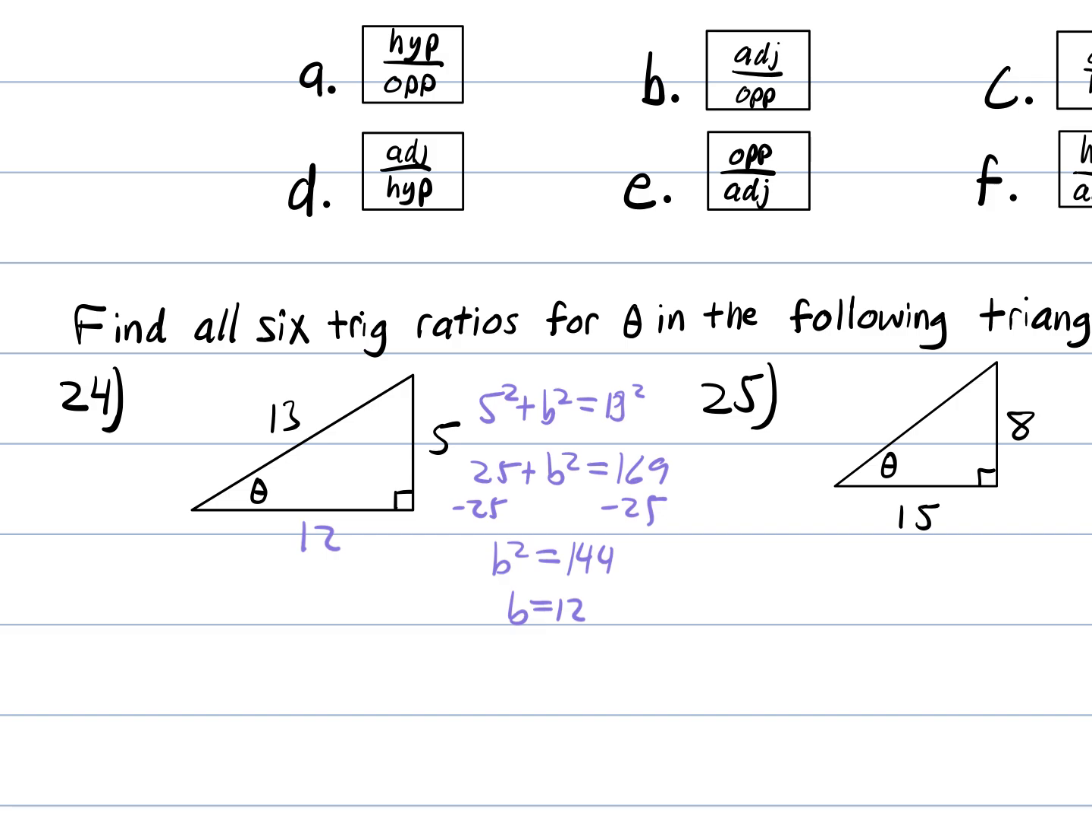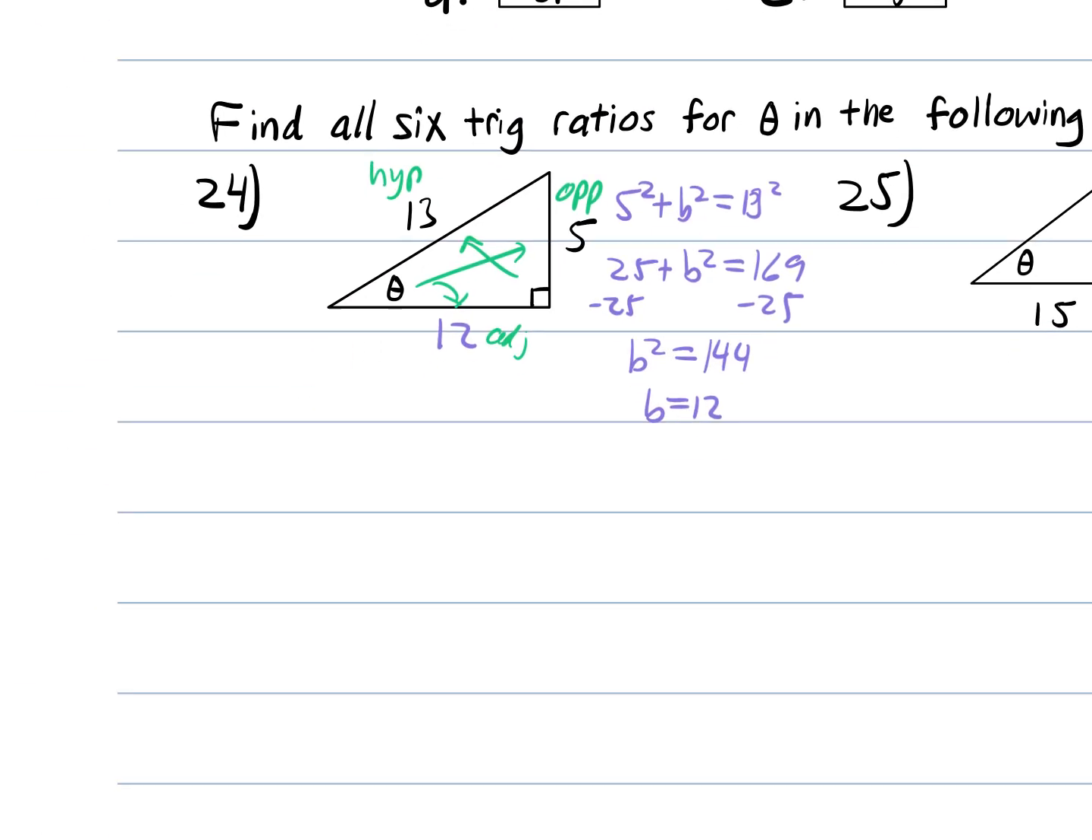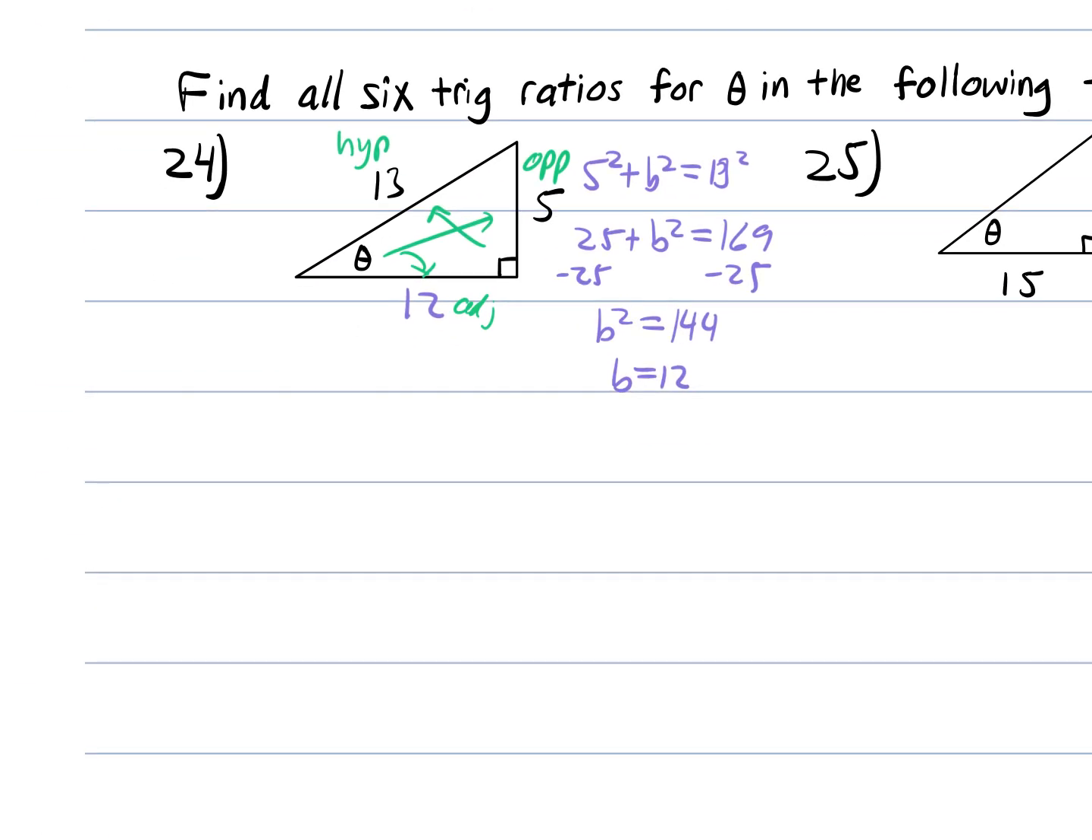All right, and now I'm going to label my sides with respect to my angle theta. This 5 is going to be my opposite. This 12 is going to be my adjacent. And the side across the 90 degrees is going to be my hypotenuse. All right, and now this is all we need to find our 6 trig ratios, right? So I want to find sine, cosine, and tangent.